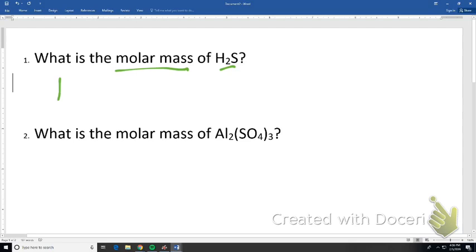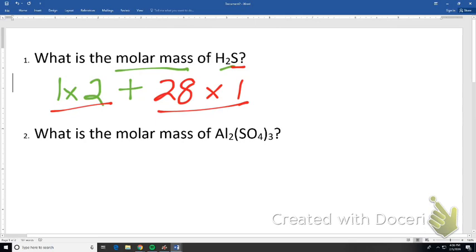Hydrogen. What's its mass? 1. How many are there? 2. So 1 times 2. Plus whatever sulfur is. So sulfur, how many are there? 1. 1 times the mass of sulfur, which is 28, and there's only one of them. It doesn't matter what order you have those two, but you have to multiply them together and then add the two together. So 1 times 2 plus 28 times 1, I get 30. 30 is the molar mass.